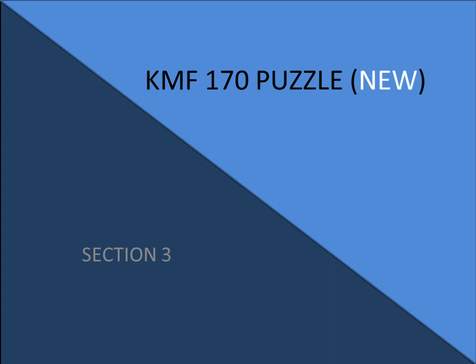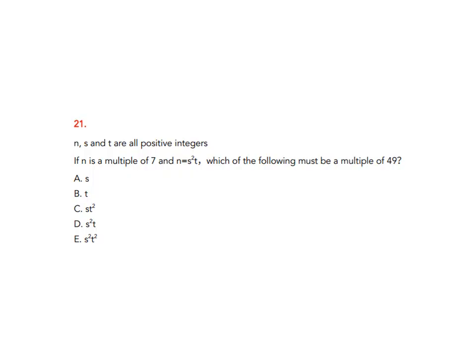Welcome to a new section, section 3 of KMF 170 puzzle. We are going to begin the first question. N, S and T are all positive integers. If N is a multiple of 7 and N equals S squared T, which of the following must be a multiple of 49?